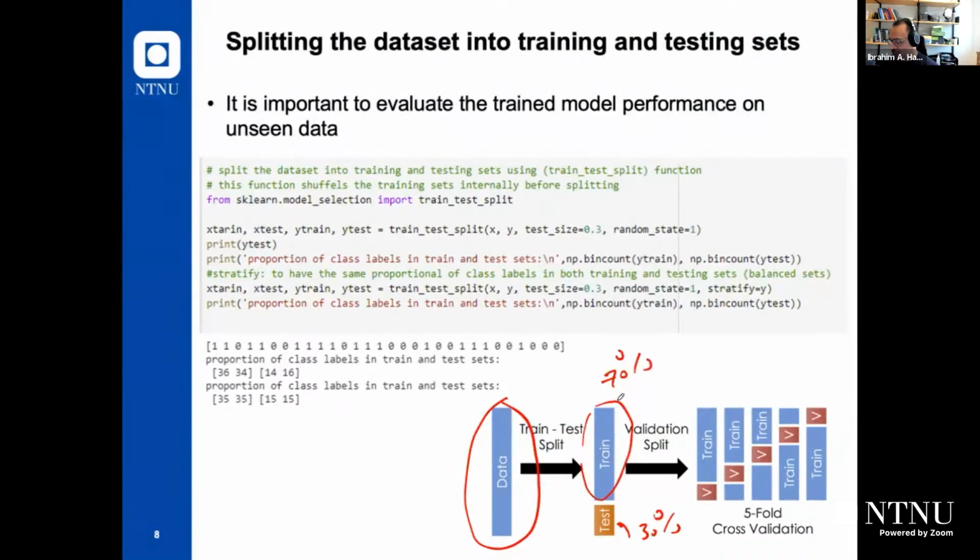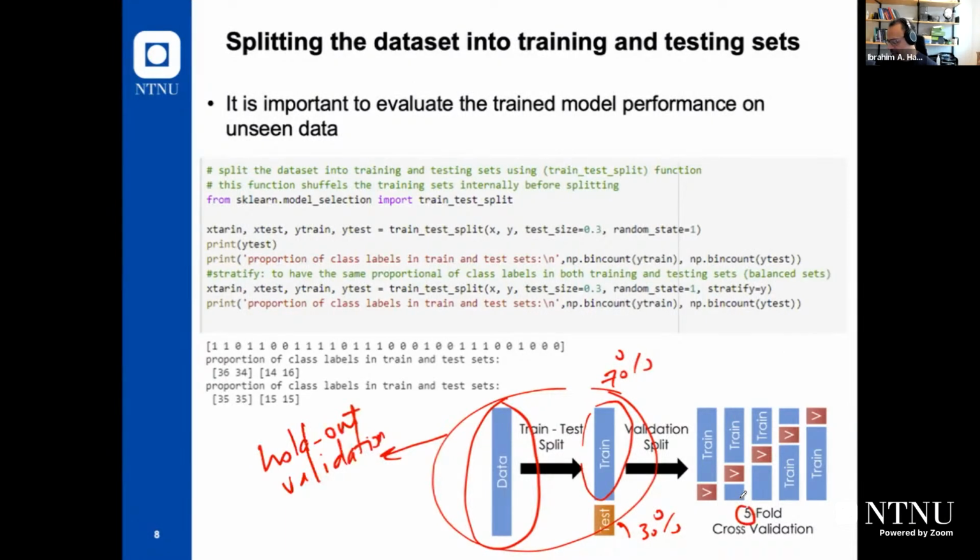Correct? So we call this technique hold out validation. But there is also another technique which is called k-fold cross validation. If you select k equal 5, it will be like this one. So we will divide my data into k folds, 5 folds, for example.